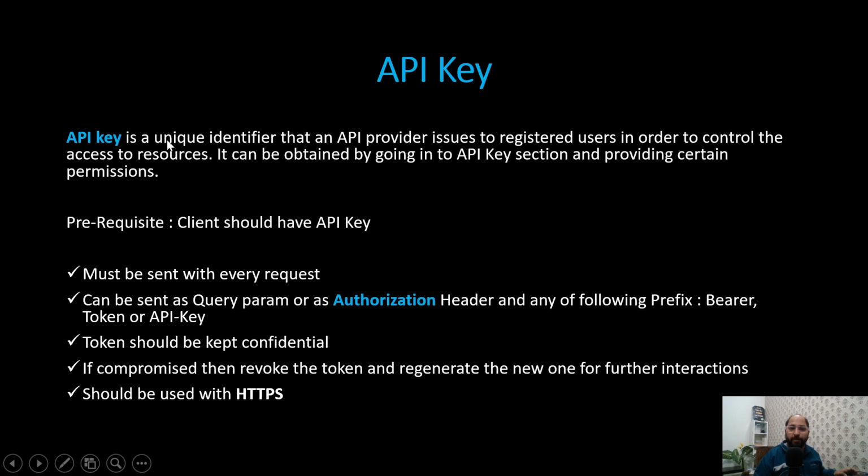Client should have API key. As we discussed, we will be creating the API key first. So client should have API key. Client could be Postman, REST Assured, anything, right? So it should be sent with every request.